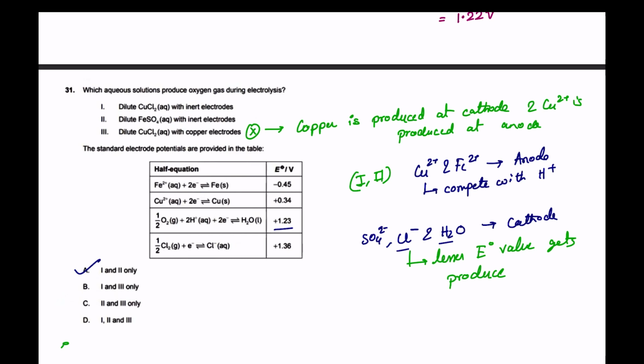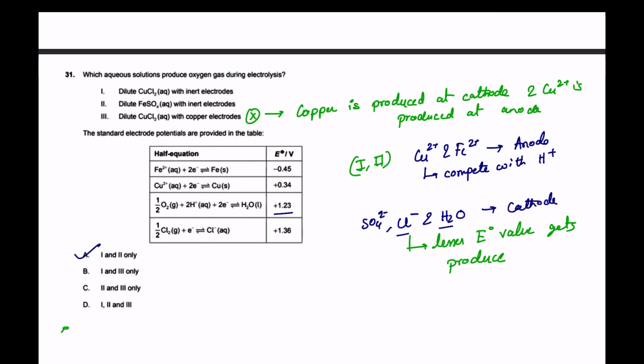First things first, option 3 cannot be the answer, because if you have copper ions and copper electrodes, copper is produced at the cathode and Cu2+ is produced at the anode. So only copper is getting generated in this case. Oxygen cannot be generated in option 3, so we can just rule out option 3 and check options 1 and 2.